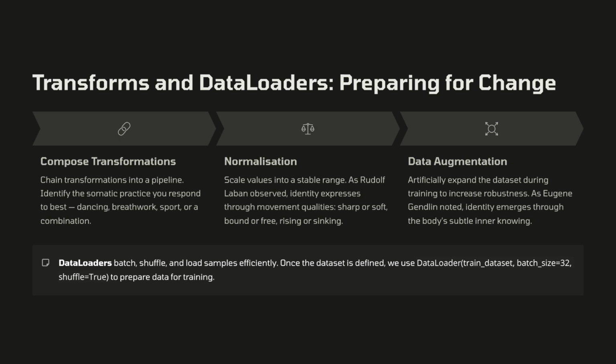Normalization, which scales values into a stable range. As Rudolf Laban observed, identity is expressed through movement qualities, sharp or soft, bound or free, rising or sinking. Data augmentation, which artificially expands the dataset during training to increase robustness. As Eugene Gendlin noted, identity emerges through the felt sense, the body's subtle inner knowing. Once the dataset is defined, we use data loaders to batch, shuffle, and load samples efficiently.